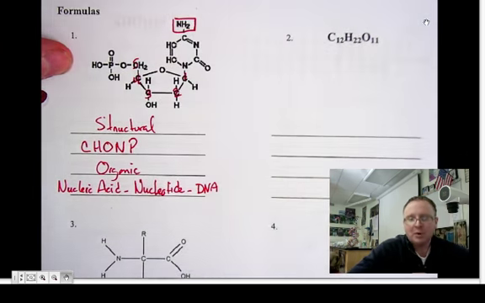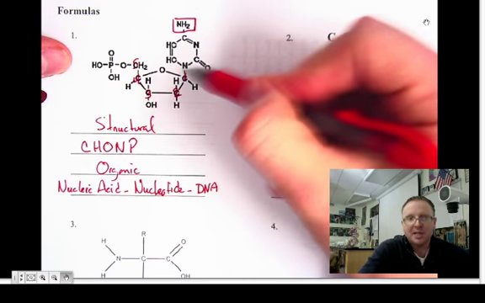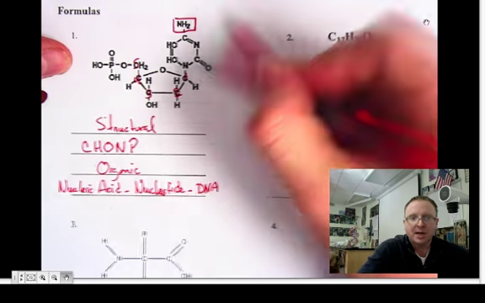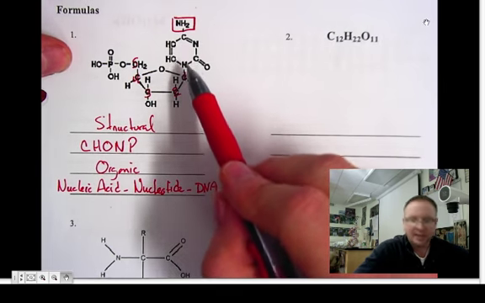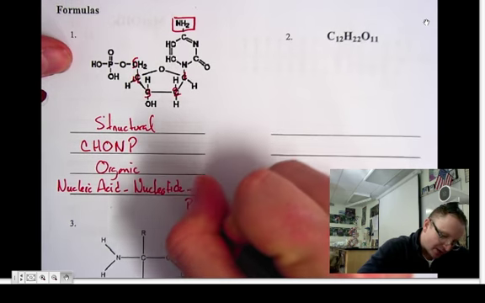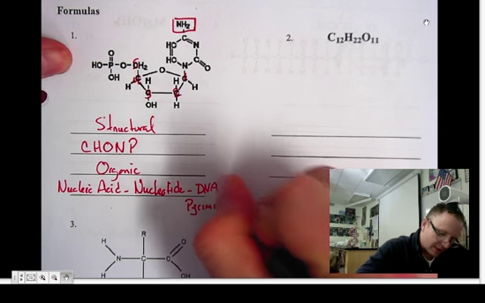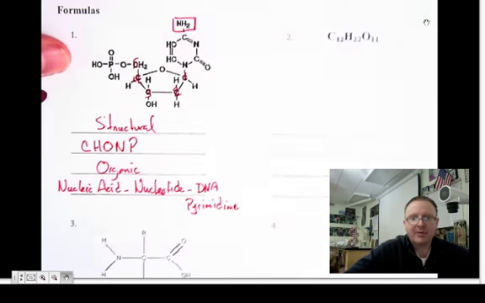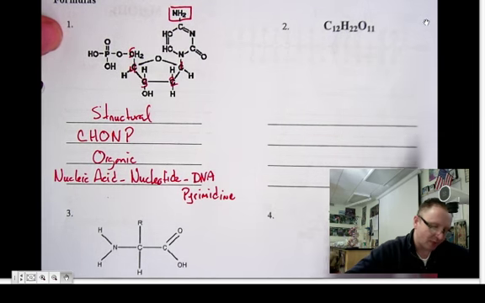And we can even become more specific because we can look at the type of nitrogenous base that's attached. And up here at the top, we see a single ring structure. The single ring structures for nucleotides would include the pyrimidines. So that makes my answer as complete as it possibly can be. Okay, so for number 1, we have a nucleic acid, and it's a DNA pyrimidine nucleotide.